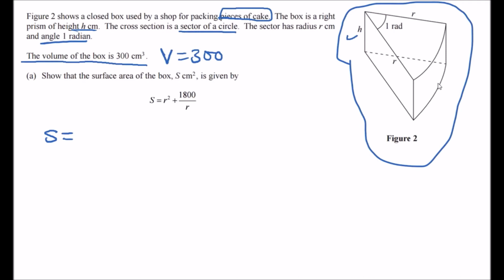The area of the sector here, we know that should be half r squared theta, which is 1. So just half r squared times 1, plus, and we've got a rectangle here, don't we? We've got a height and the r, so a rectangle with a height and the radius, and we've got two of them here and here, so plus two lots of hr.